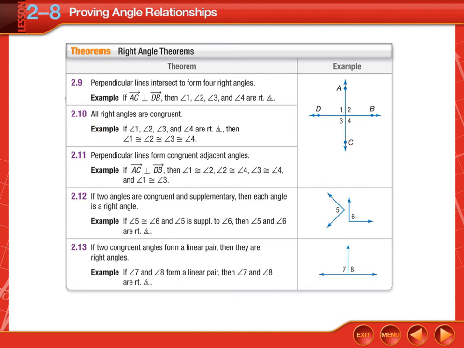All right angles are congruent. That's a big one. So if you know that that's a right angle and that's a right angle, then you know these are equal. Perpendicular lines form congruent adjacent angles. Well, if these are congruent, they're also adjacent, so that's what's happening. They are forming congruent adjacent angles.